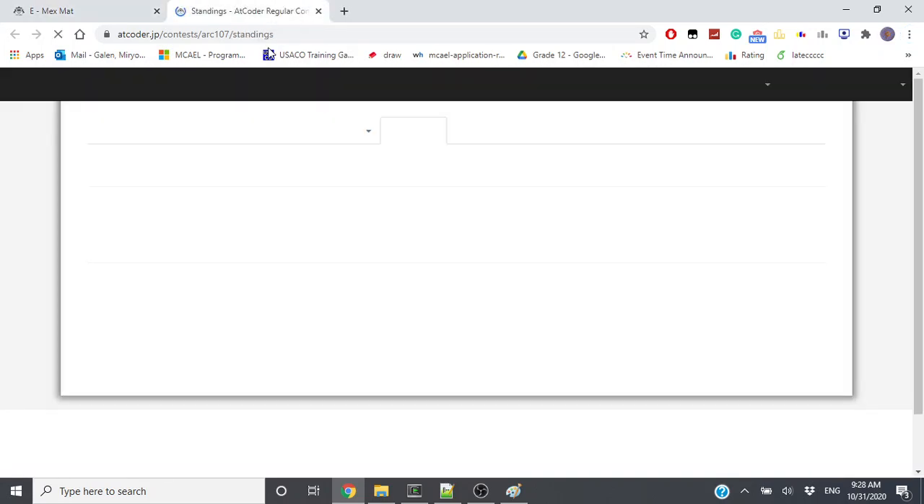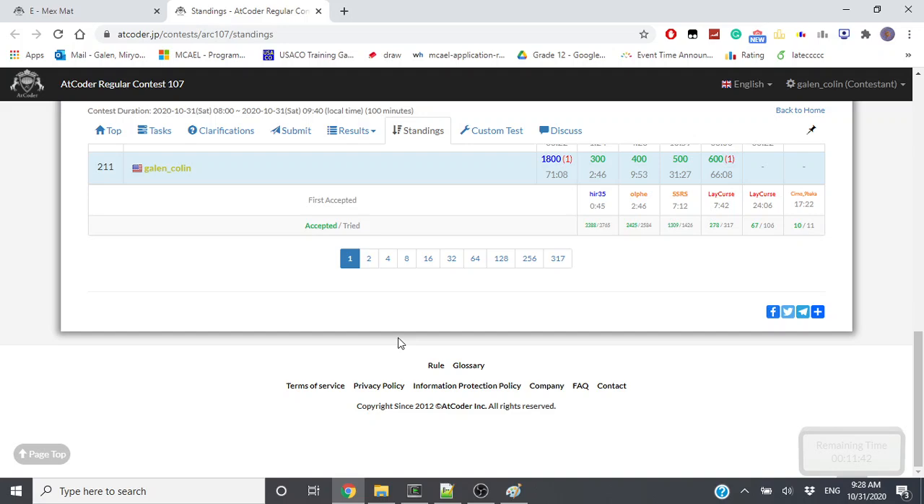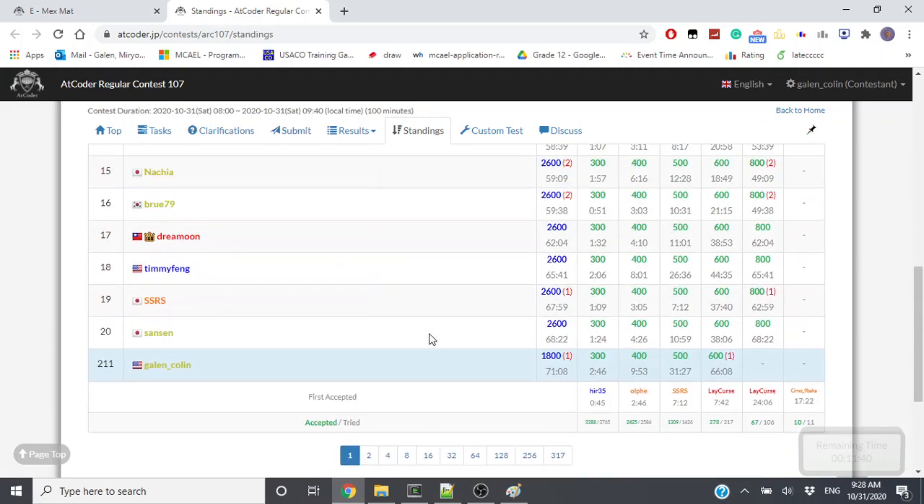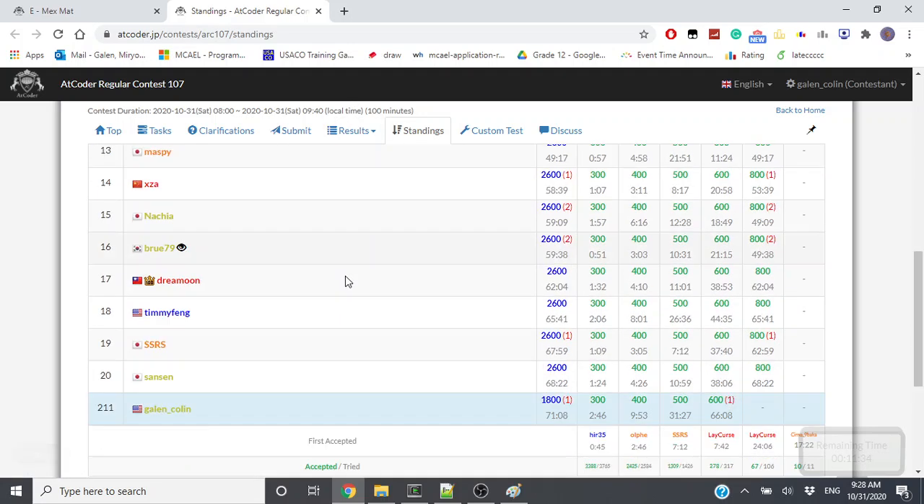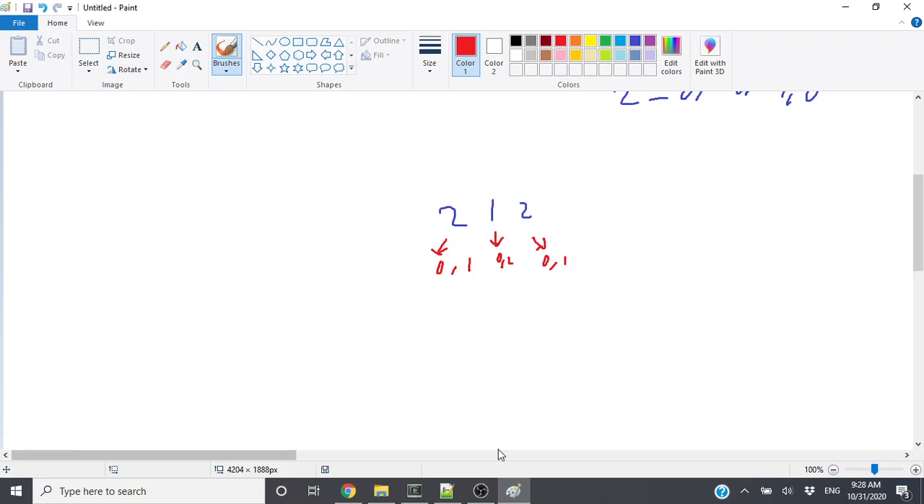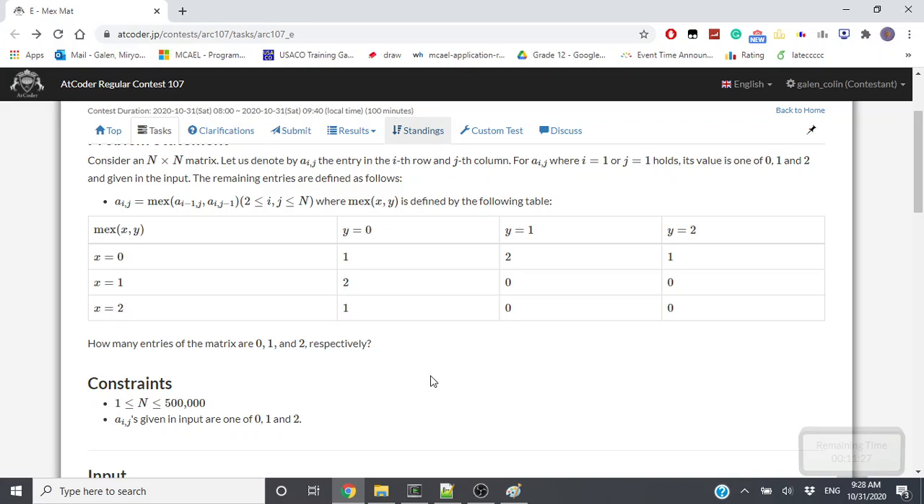People solving this? How many people are solving this? More people are solving this. Okay. Nice. What's up today? It's like slow.